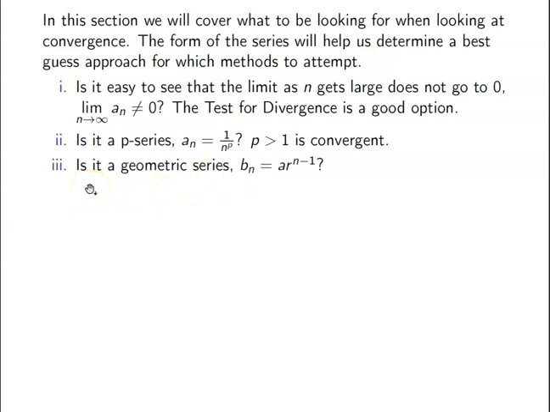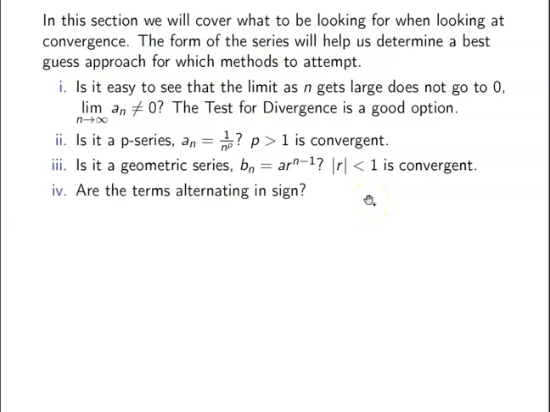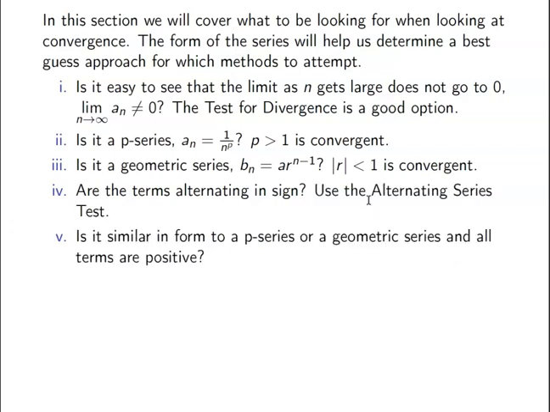Is it a geometric series, right? So does our sequence of terms have the form of r to the n minus 1 power, or some form of that? If the absolute value of r, this base, is less than 1, then we're convergent. If it's equal to 1 or larger, then it is divergent, right? Do our terms alternate in sign, plus, minus, plus, minus? If they do, then the alternating series test is a good test to use, okay?